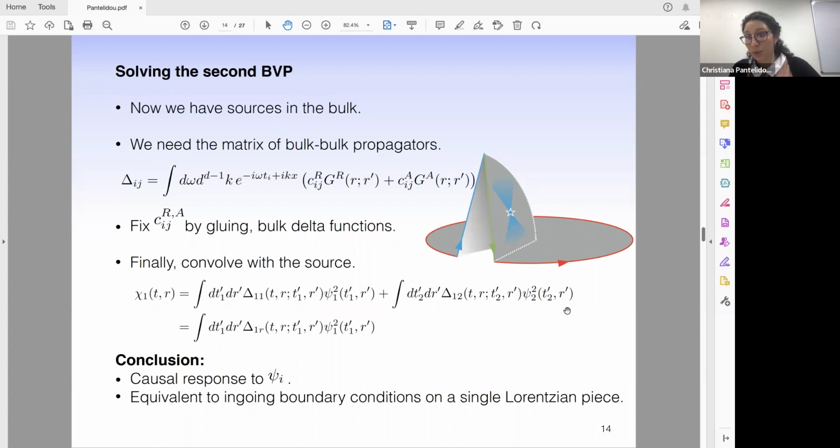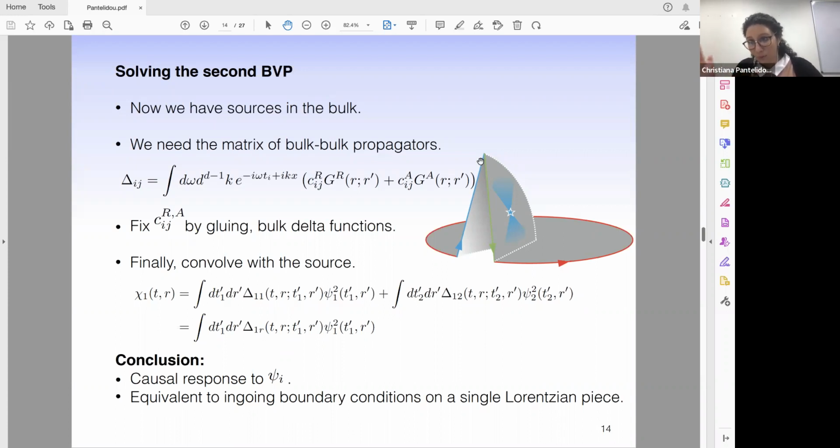But now psi 1 and psi 2 are identical to each other, just like what we had before. So we can take them out as a common factor, and we have here delta 1r, which, just like before, only depends on the retarded part. So the evolution is once again causal. It goes towards the future. And precisely for that reason, we are allowed to consider just one single Lorentzian segment, and impose ingoing boundary conditions at the horizon.